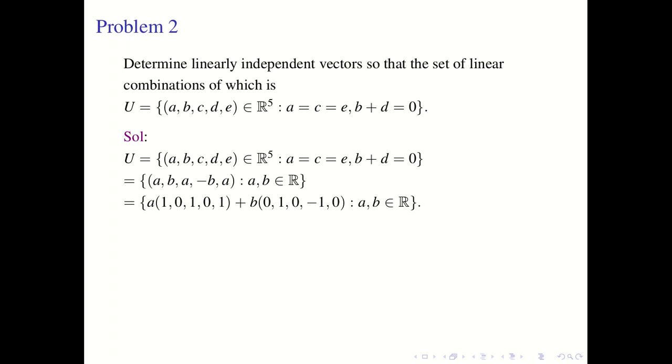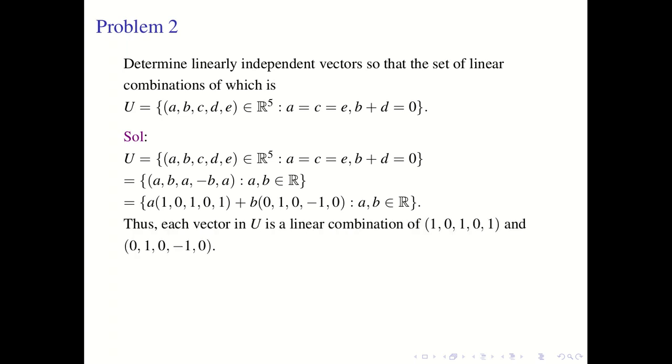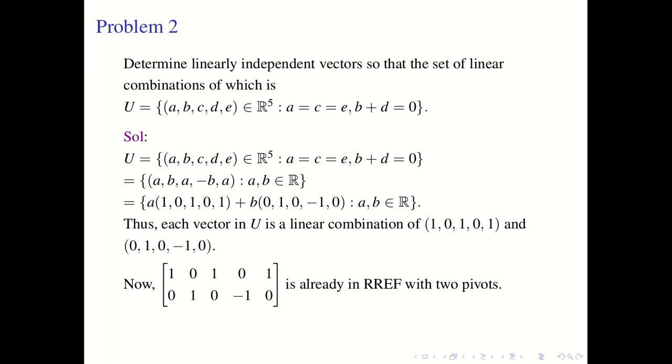Now we need to verify whether these two vectors are linearly independent. Now if I take these vectors as rows and form a 2 by 5 matrix, we see that this matrix is already in row reduced echelon form, and the rank is 2. Therefore these two vectors are linearly independent. So these are the two vectors that we were looking for.